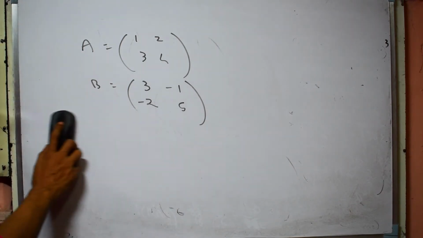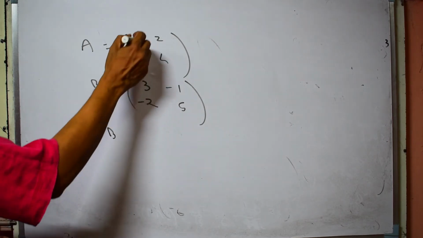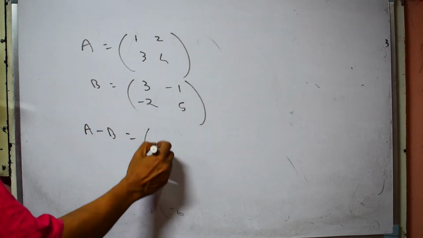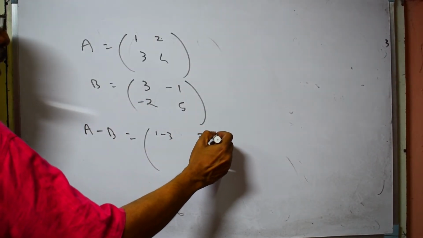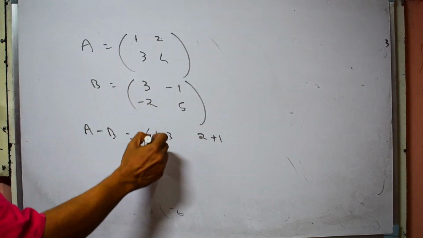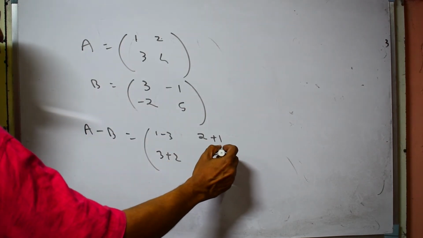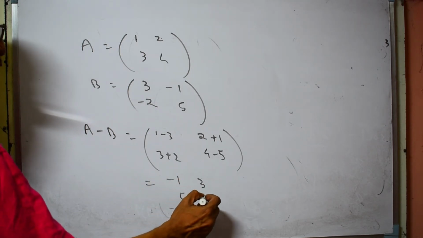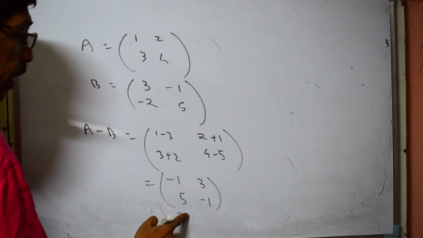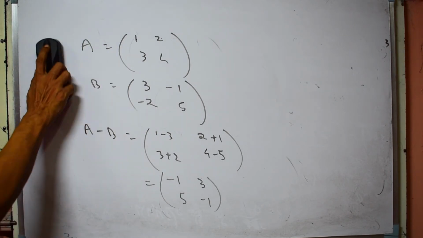Now A minus B. A minus B is very simple. A minus B will be 1 subtracted by 3. 2 will be subtracted by minus 1, getting plus 1. 3 is subtracted by 2. 4 is subtracted by 5. So the result is minus 2, 3, 1, minus 1. This is the final answer. So this is the addition and subtraction of matrices.